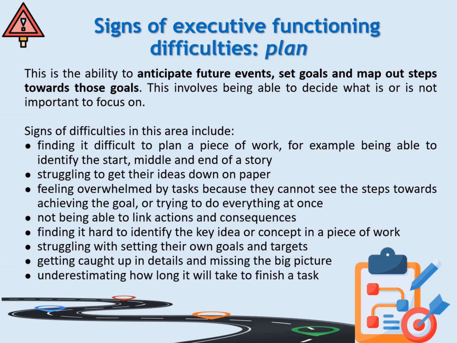This involves being able to decide what is or is not important to focus on. Signs of difficulties in this area include finding it difficult to plan a piece of work, for example, being able to identify the start, middle, and end of a story, struggling to get their ideas down on paper, feeling overwhelmed by tasks because they cannot see the steps towards achieving the goal or trying to do everything at once, not being able to link actions and consequences, finding it hard to identify the key idea or concept in a piece of work, struggling with setting their own goals and targets, getting caught up in details and missing the bigger picture, and underestimating how long it will take to finish a task.